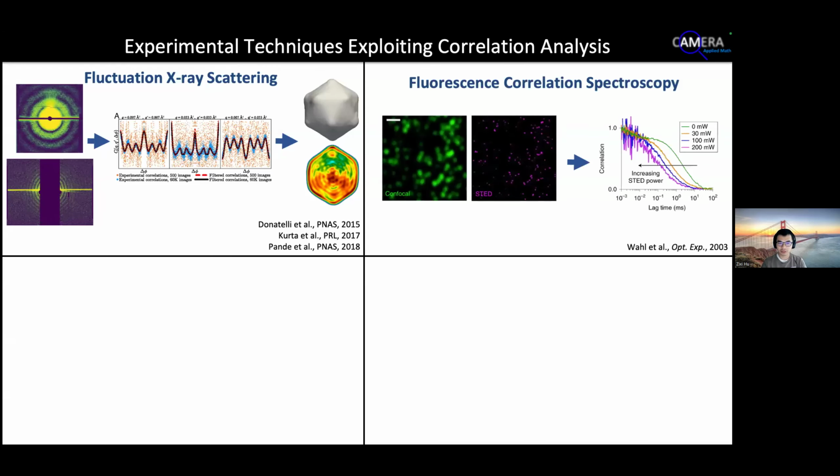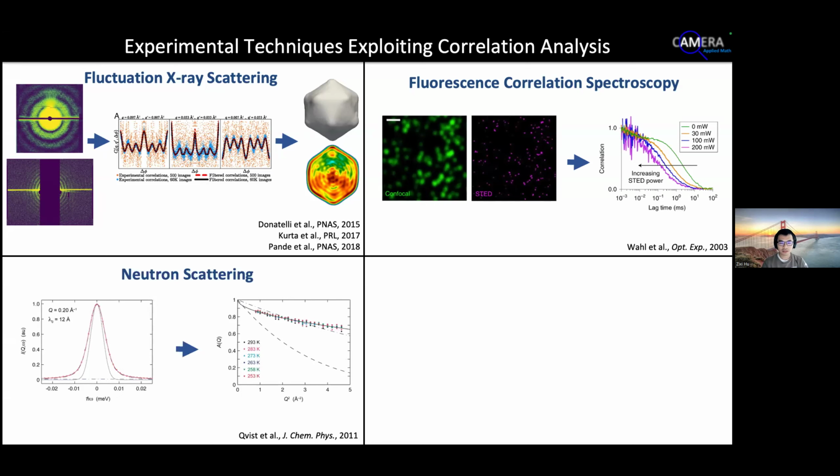Researchers also perform correlation analysis for fluorescence correlation spectroscopy. This technique is widely used for biosamples to investigate dynamics of the particles of fluorescently labeled molecules. It can provide us information about diffusion processes, molecule concentrations, interaction kinetics, and so on by calculating the temporal correlation of the images.